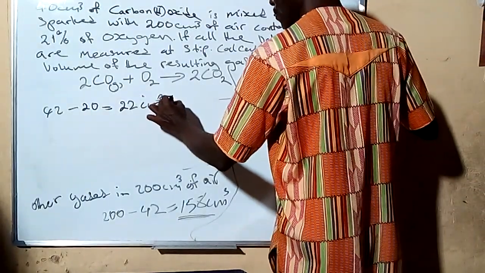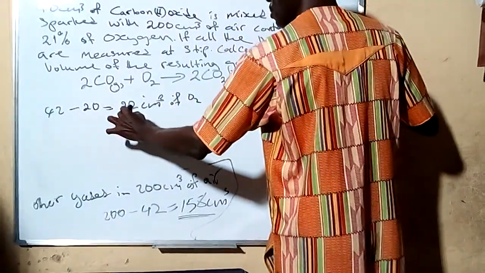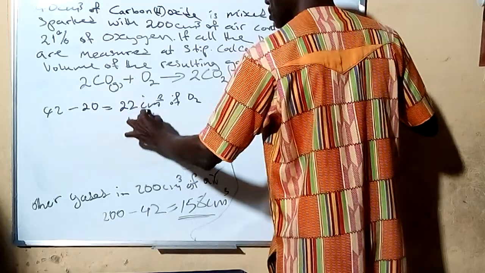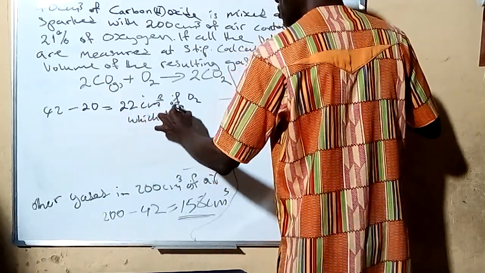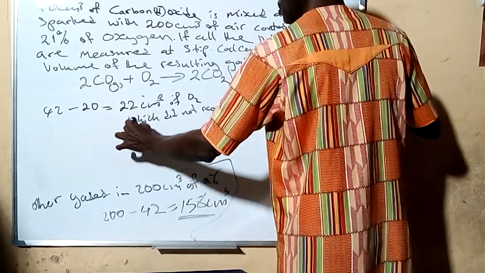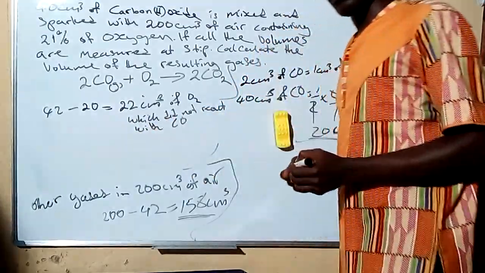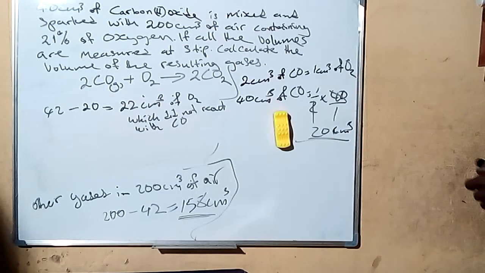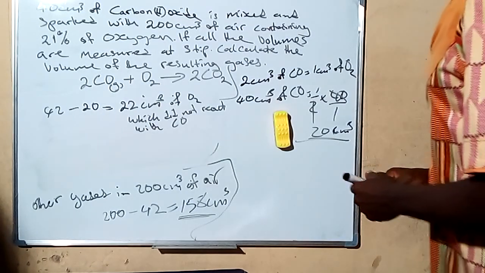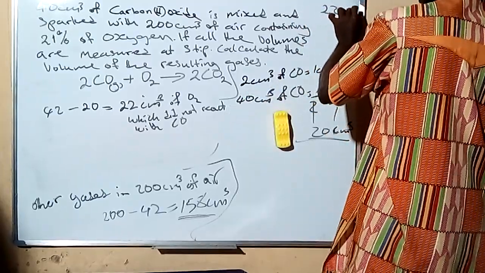Volume of 22 cm cube of oxygen which did not react with carbon 2. So this is the volume that did not react with carbon 2. This is going to play a very important role. We can keep it somewhere here.